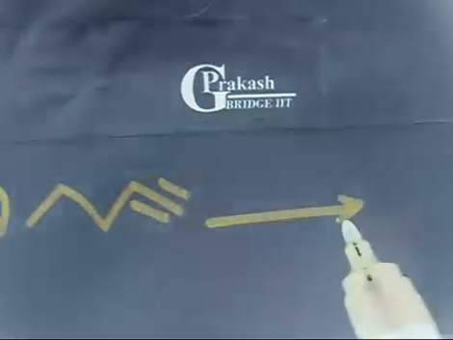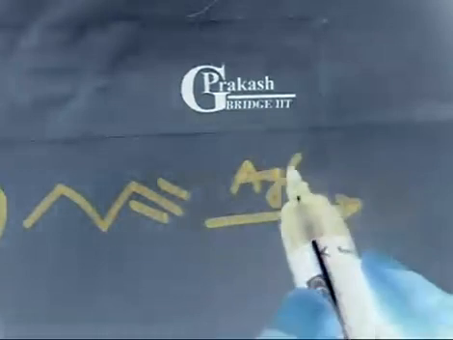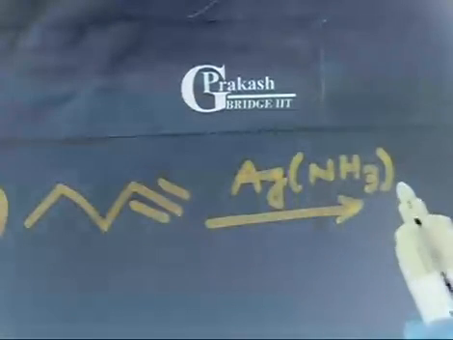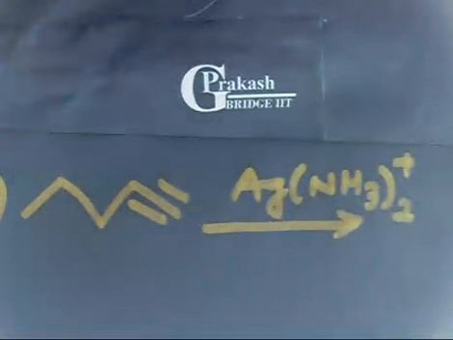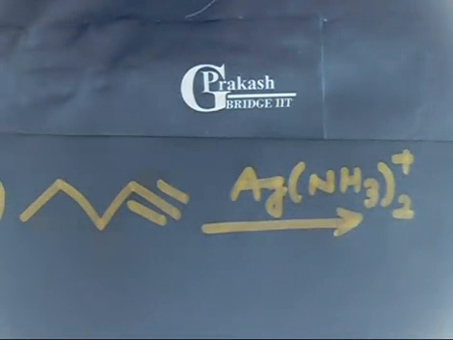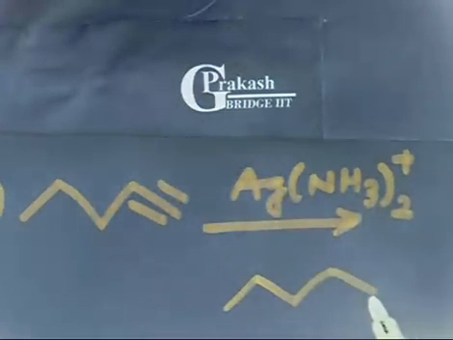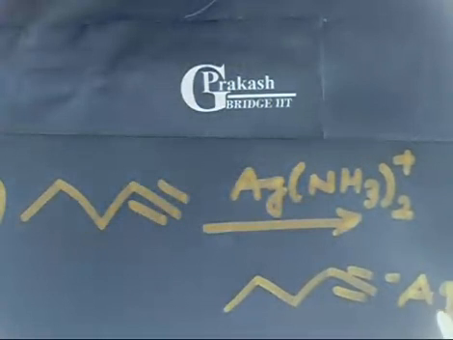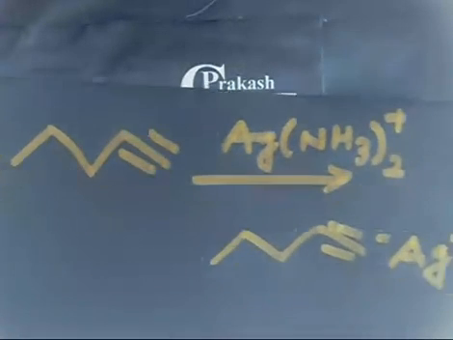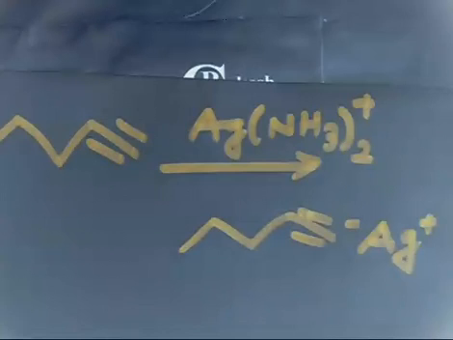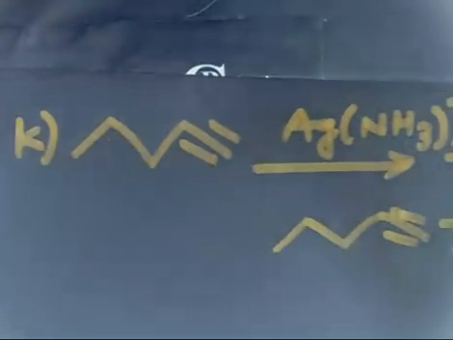Now if I treat the same compound, K, with Ag(NH3)2 plus, you remember we have discussed this one in the class. If I treat with Ag(NH3)2 plus, this will form metal acetylide. So I will have minus Ag plus. Do you remember? So this is a metal acetylide formation. I think all of you are able to remember this one. And now let us say L.